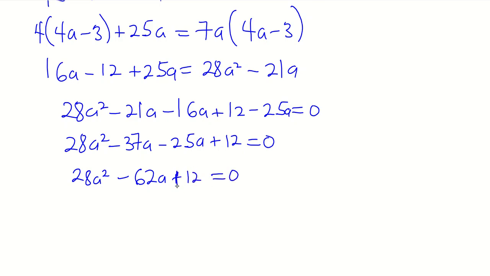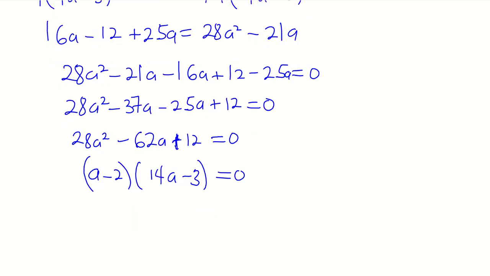And this is a quadratic equation, and so when we factorize with the help of our calculator and other procedures, we are going to get our factorized terms as A minus 2, and then you have here 14A minus 3. But better still, we can divide through the equation by 2, and we are going to get the reduced form. The reduced form is 14A squared minus 31A plus 6, and at the end we are going to get the same factors, which is equal to 0.